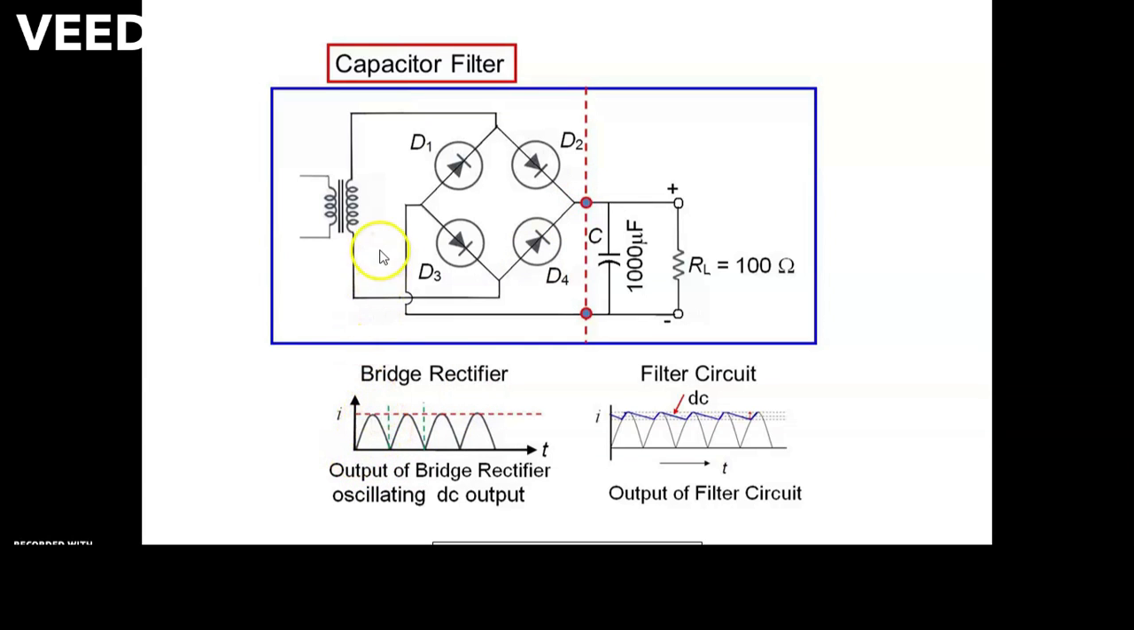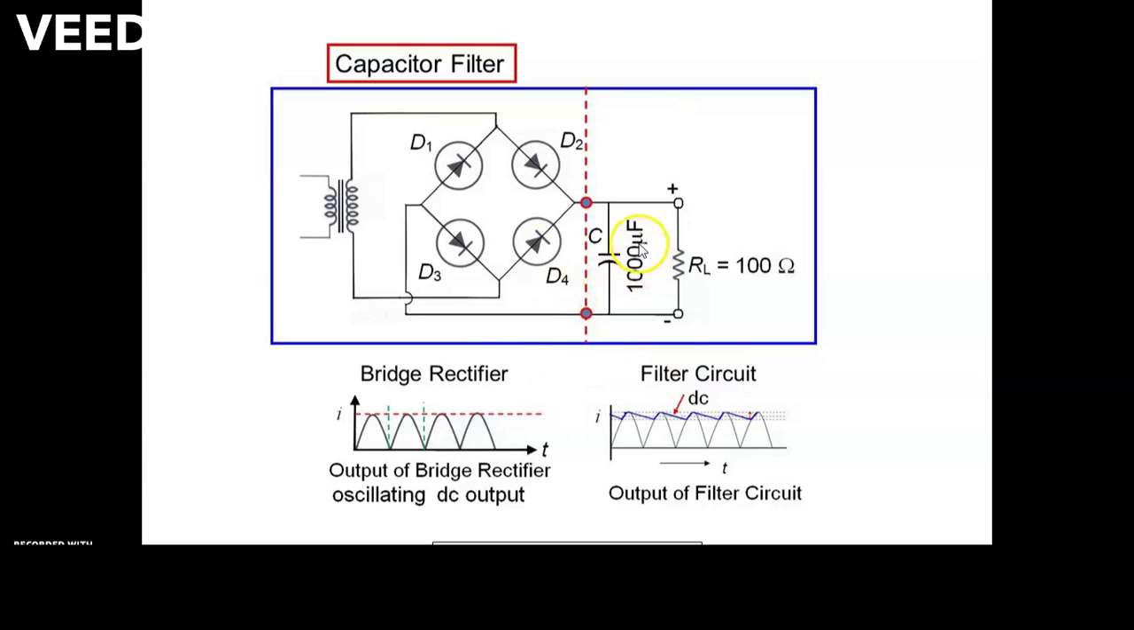Similarly, in the negative half cycle, this point of the secondary becomes positive and this point becomes negative. That's why diodes D4 and D1 become forward biased, and again we are getting this type of pulse. Now this type of output waveform is called pulsating DC. But for our DC applications, this type of signal is not required. We require ideal DC, that is a horizontal line, approximately horizontal.